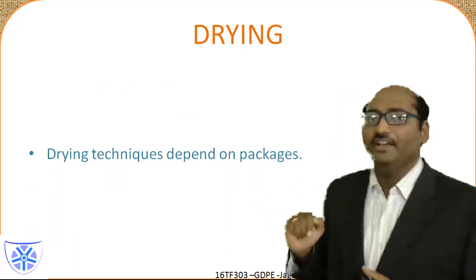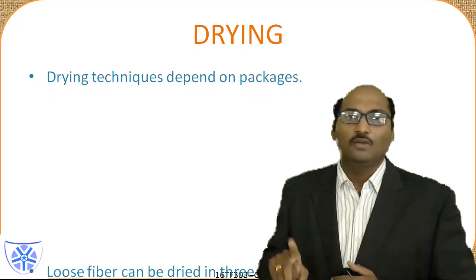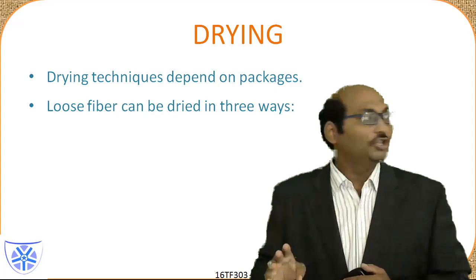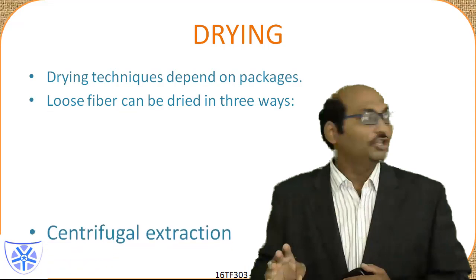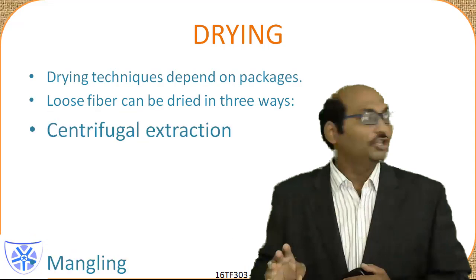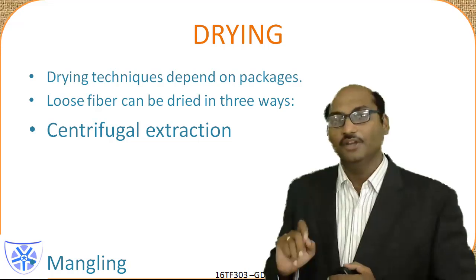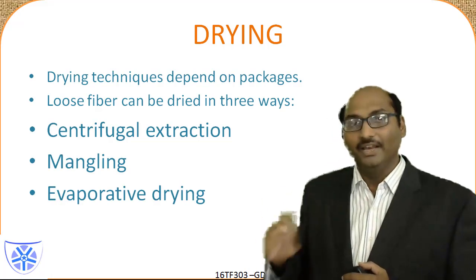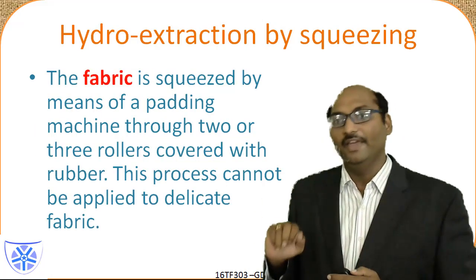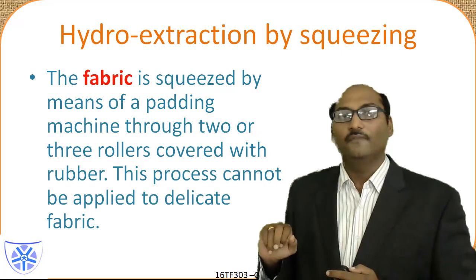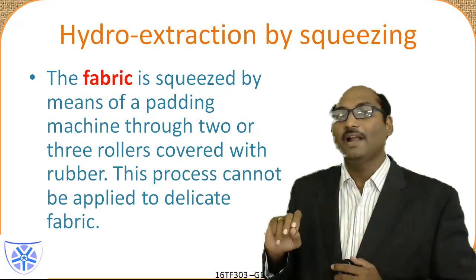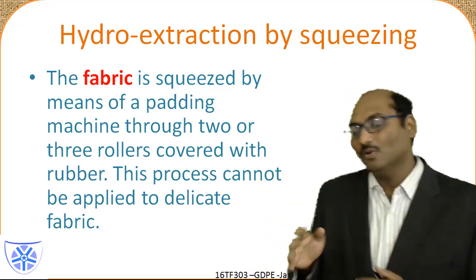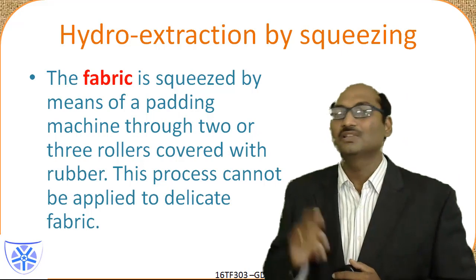So the drying technique depends upon the packages, whether it is in the loose form or yarn package or fabric package or if it is a cone or cheese. So loose fiber can be dried in three ways. One is the centrifugal extraction, and another one is the mangling. The third one is the evaporation. The fabric is squeezed by means of a padding machine through 2 or 3 rollers. Okay, so one is the hydro extraction by squeezing.